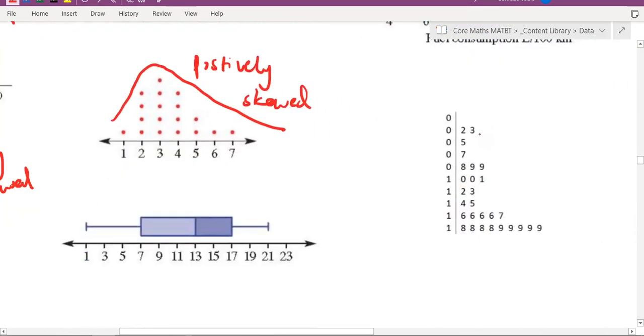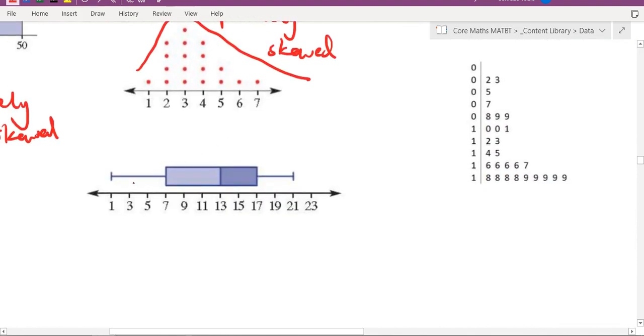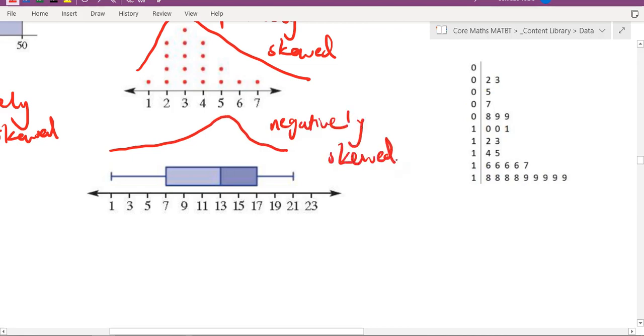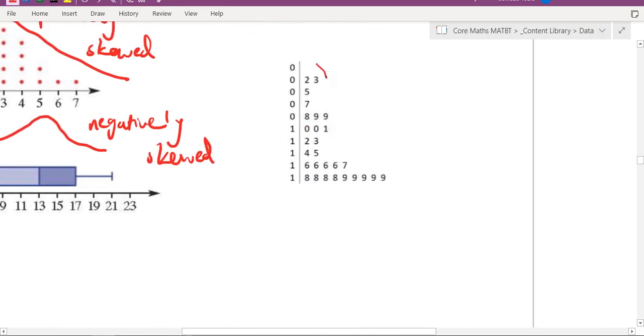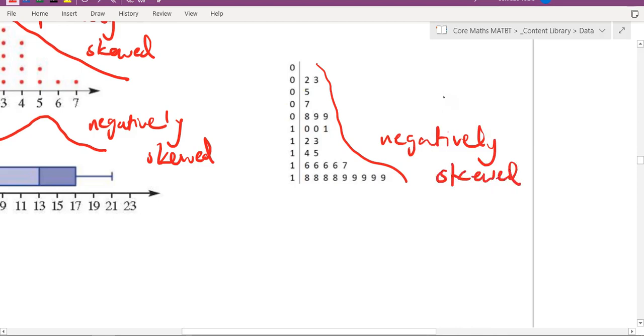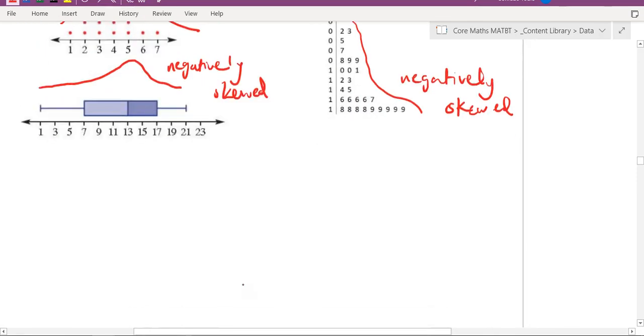Okay. This box plot down here. Okay, I would say if you look at it, it should look something like this. And it just trails off down there. So this would be negatively skewed. And the last one here, turn your head to the right again. I can see that it starts low, then it goes high, like that. So it should be negatively skewed. Okay. And I might actually stop that there.